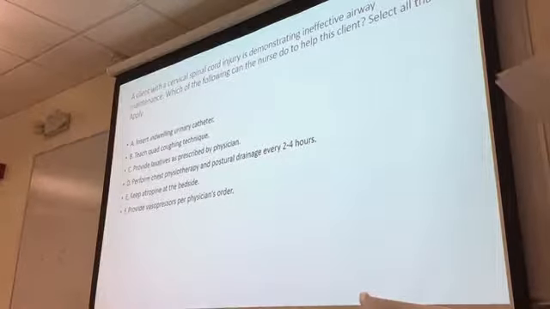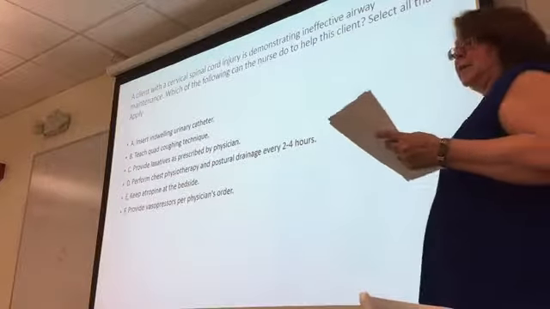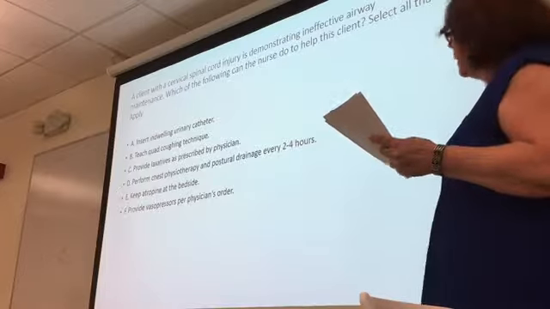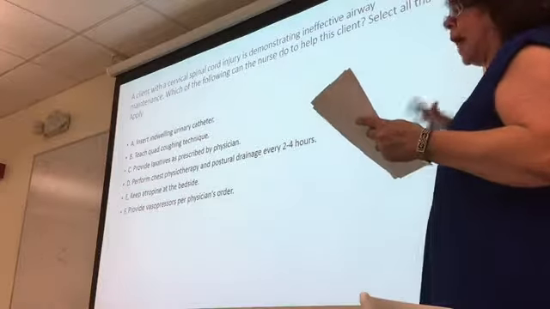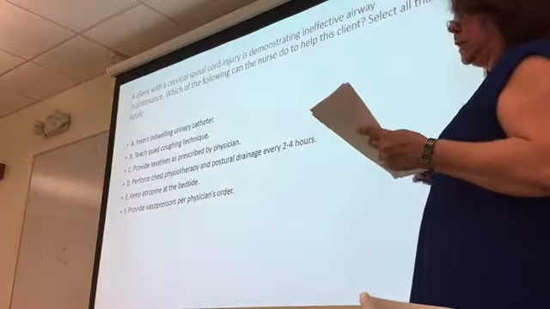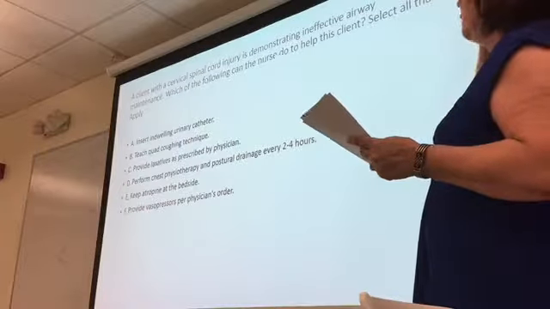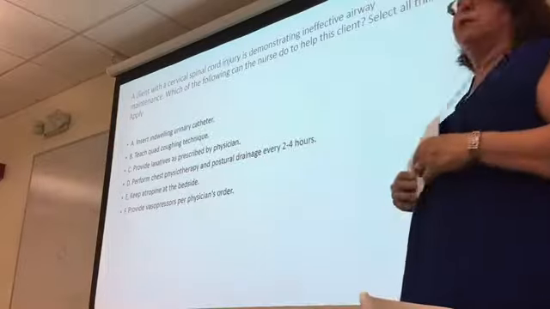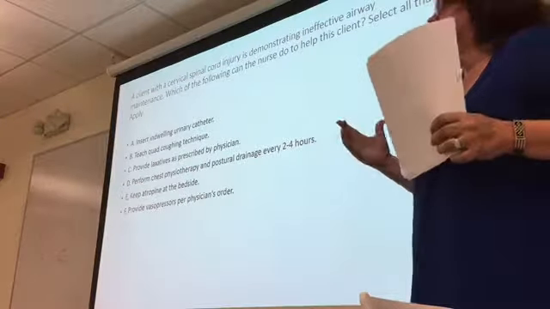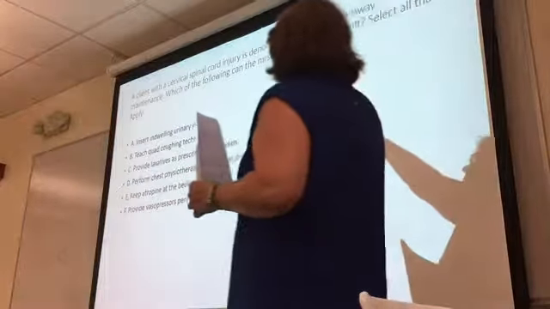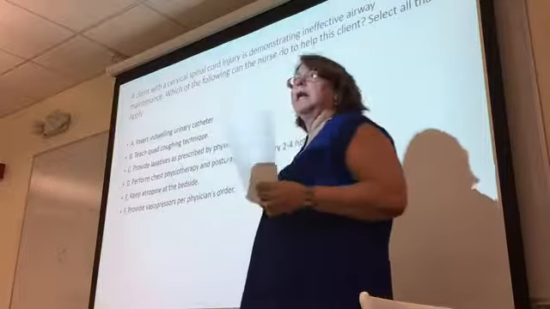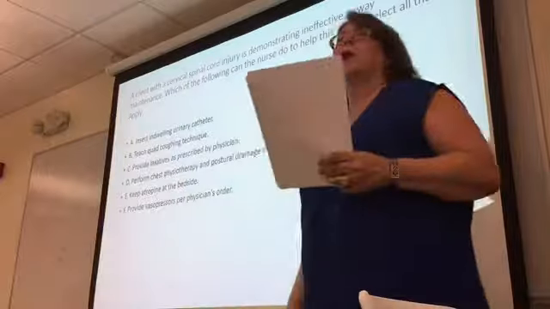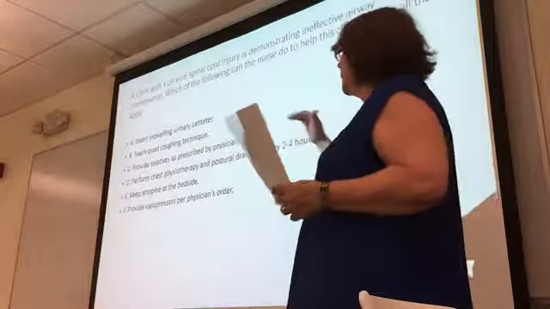A client with a cervical spinal cord injury has demonstrated ineffective airway maintenance. Which of the following can the nurse do to help the client? Select all that apply. So to help them with airway maintenance, always go back and figure out what you're doing. Insert indwelling urinary catheter. No, it's not going to help airway maintenance. Teach quad coughing technique. Yes, absolutely. Provide laxatives as prescribed by physician. Nothing to do with airway.